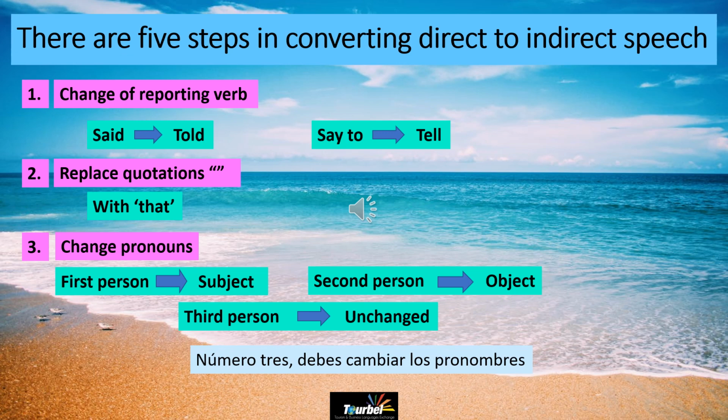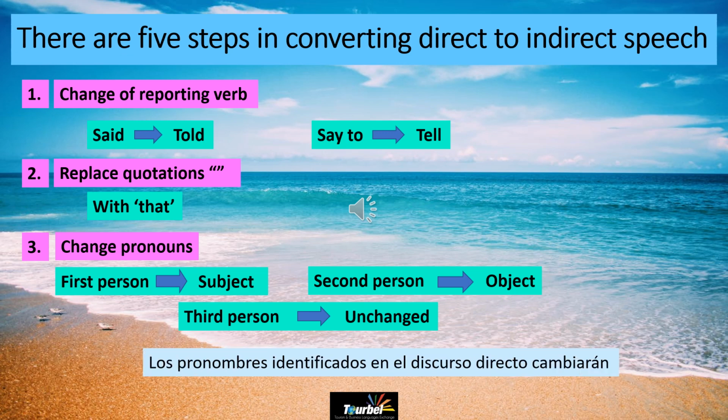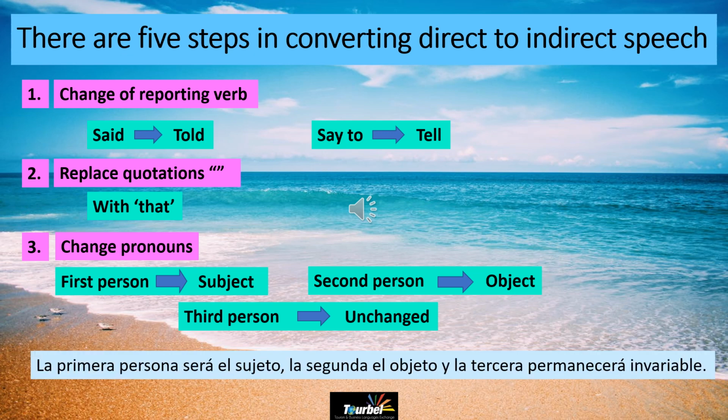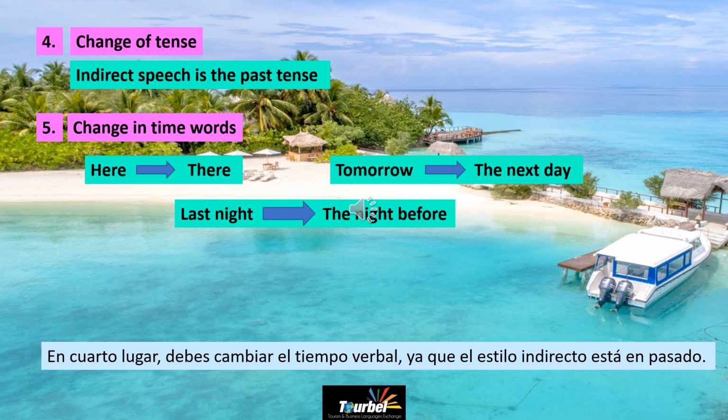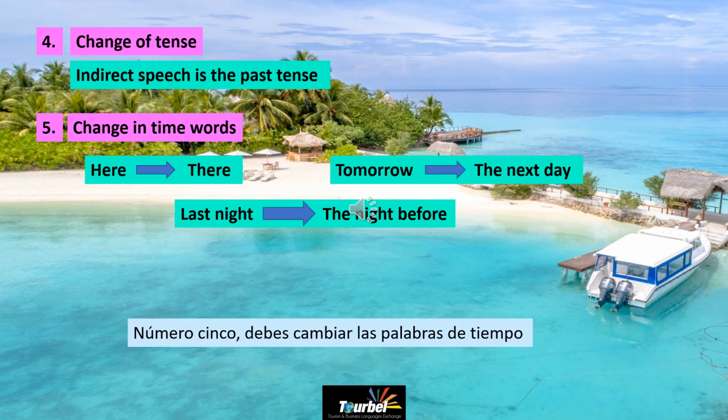Number 3. You must change the pronouns. The pronouns identified in the direct speech will change. The first person will be as per subject, second person will be as per object, and the third person will remain unchanged. Number 4. You must change the tense as indirect speech is in the past tense. Number 5. You must change the time words.